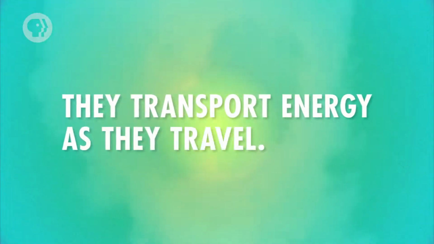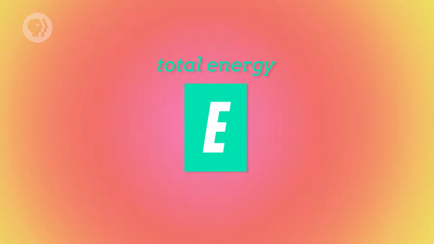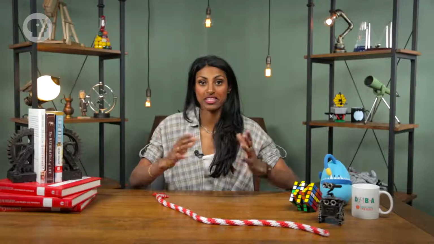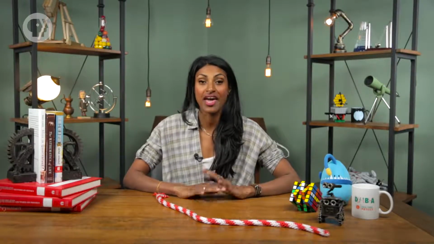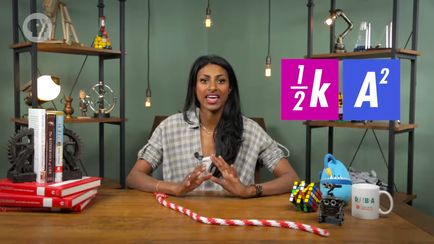But all waves, no matter what kind they are, have something in common. They transport energy as they travel. At a microscopic level, waves occur when the movement of one particle affects the particle next to it, and to make that next particle start moving, there has to be an energy transfer. But how can you tell how much energy a wave has? Well, remember that an object in simple harmonic motion has a total energy of 1/2 times the spring constant times the amplitude of the motion squared, which means for a wave caused by simple harmonic motion, every particle in the wave will also have the same total energy of 1/2 kA squared.